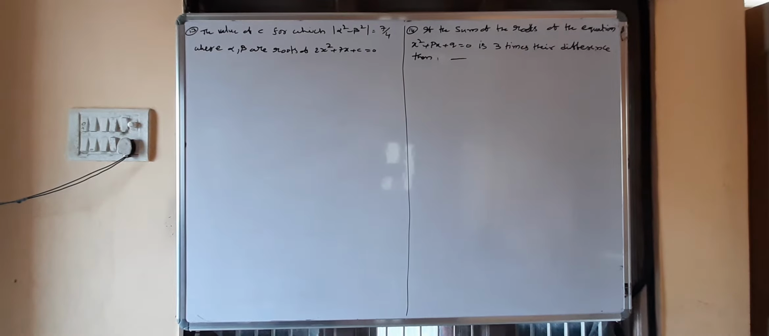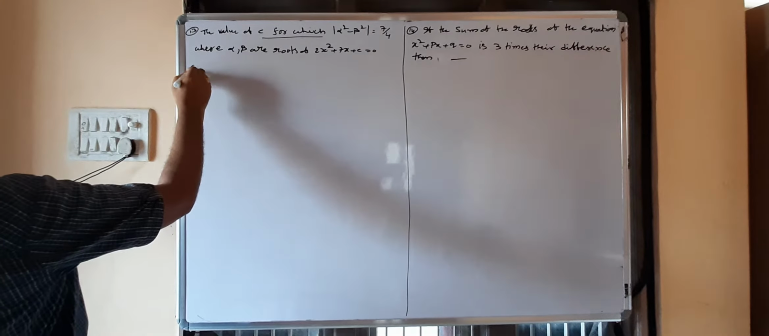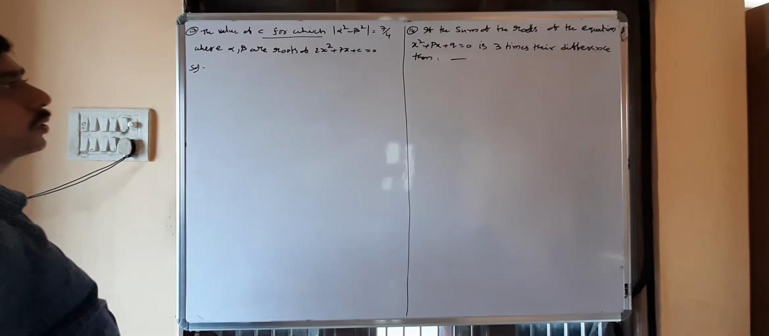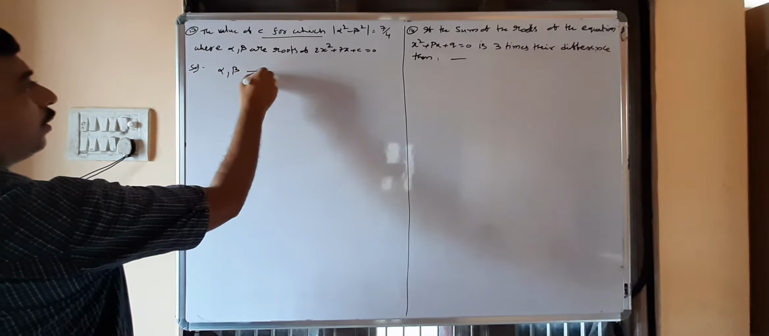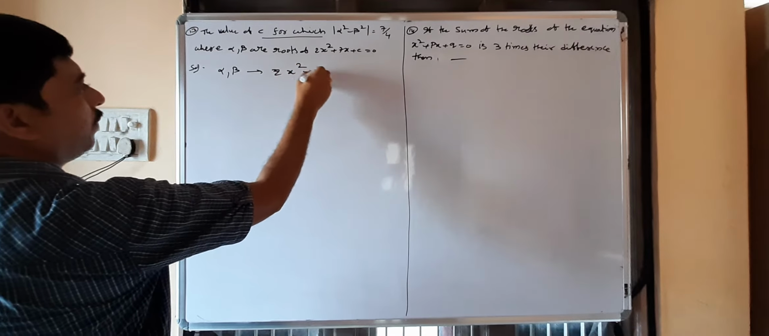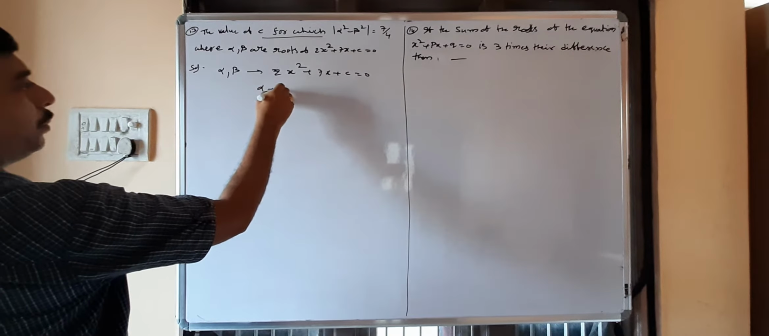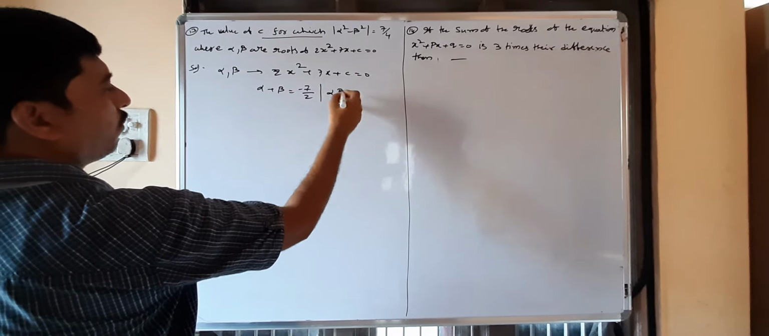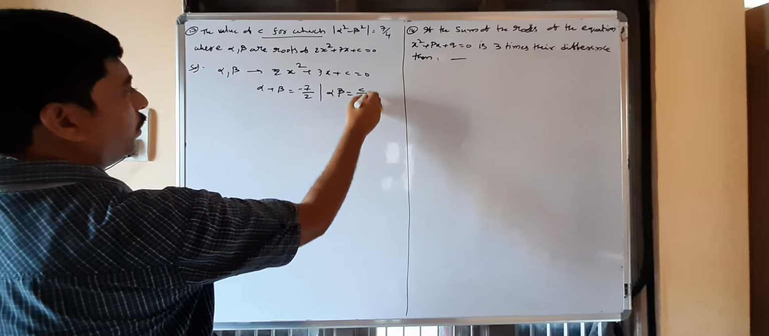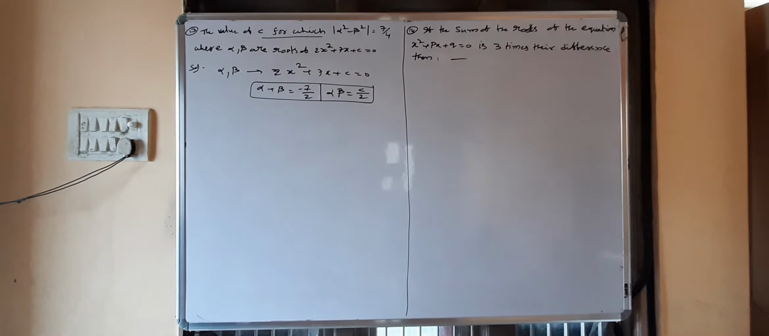Coming to the next question: how to find the value of c for which the equation |alpha square minus beta square| equal to 7 by 4 is given. Alpha, beta are the roots of 2x square plus 7x plus c. Sum of the roots alpha plus beta is minus b by a, that is minus 7 by 2. Product of the roots alpha beta is c by a, that means c by 2. Here a is 2, b is 7.